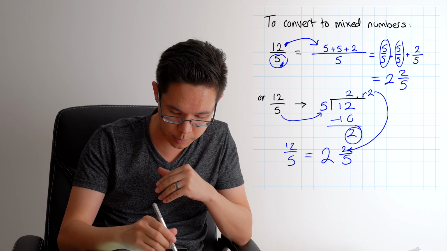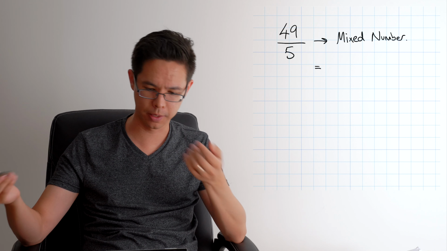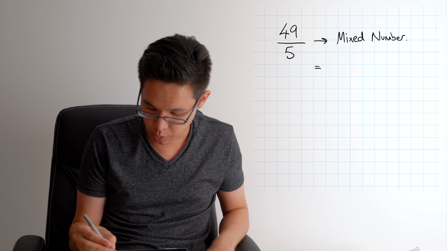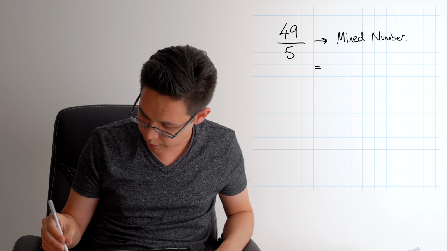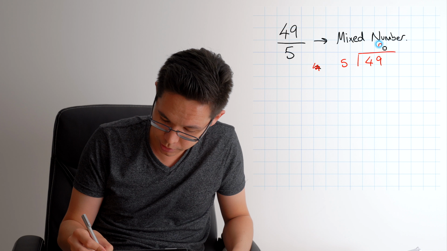Let's do another example where it's a bit larger. Here, 49 over 5. Convert this to a mixed number. So we could do the long division method. Let's try that. So 5 into 49. 5 doesn't fit into 4. 5 fits into 49. Well, I can fit 5 into 45 and have some leftovers. So 5 times 8 gives me 40, so 5 times 9 probably gives me 45. So I'll probably fit 9 of them.